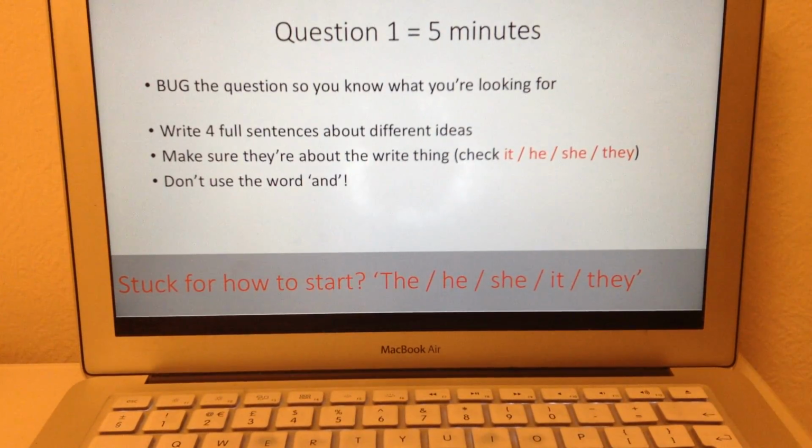You can check that they begin with the right pronoun. They should begin with he if it's about a man. They should begin with they if it's about a group of people. And don't use the word and in your answers by trying to mash 2 things into one. So pick one bit of information, make sure it's about the right person, and write a full sentence about it. You've got 5 minutes to do that now. I'd pause this and then carry it on afterwards.